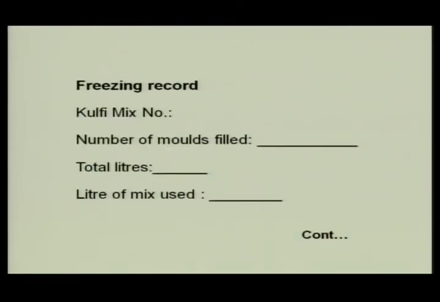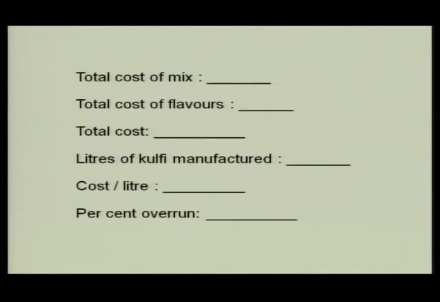Then we go further in the freezing: the number of molds filled, total liters, liters of mix used. Then total cost of mix, total cost of flavor, then total cost, liters of kulfi manufactured, cost per liter and percentage overrun. So this way we can know what is the cost, what is the overrun, and what you should charge to the consumers.